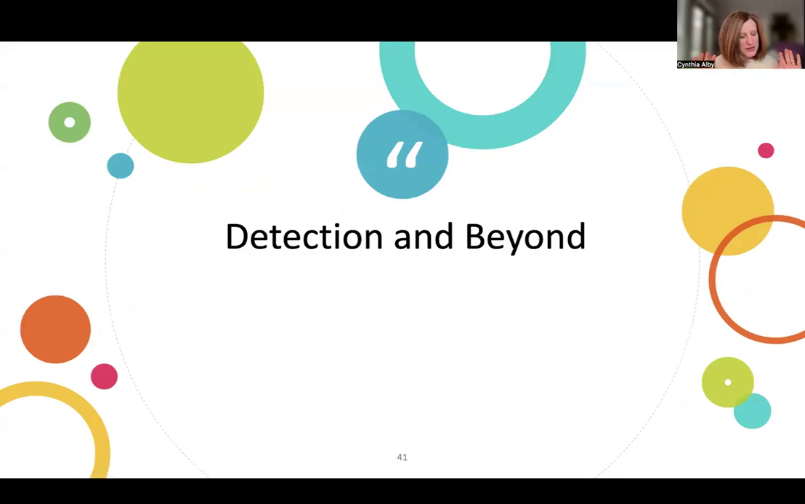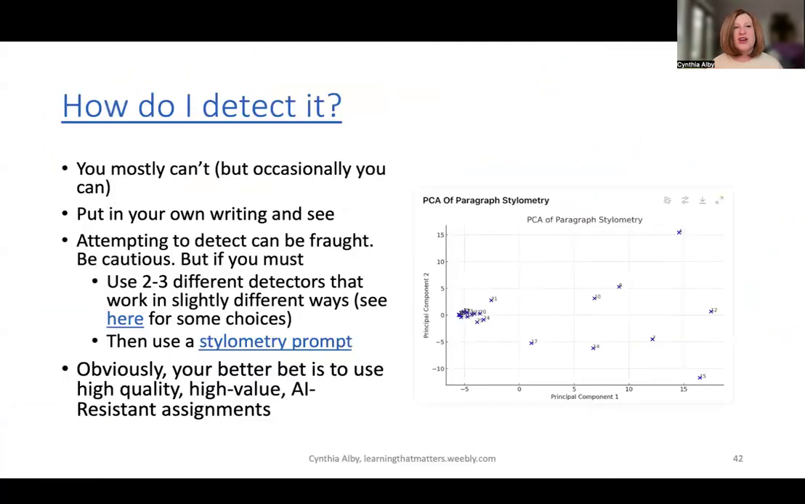So let's just talk for a minute about detection. I hope that you implement methods where detection won't be an issue, but I know it's important. Let's talk about it for a minute. How do you detect artificial intelligence? Meaning, how do you know if a student has used it? Well, mostly you can't. Occasionally, you absolutely can.